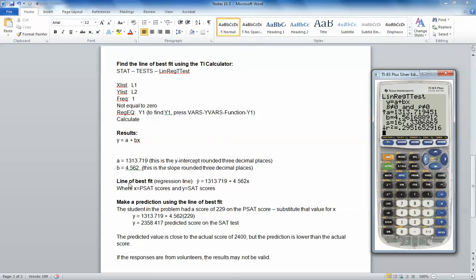So our line of best fit, or our regression line, is y hat is equal to 1313.719 plus 4.562x. So it's written backwards from how you usually write these in algebra. Okay, where x is equal to the PSAT score and y is equal to the SAT score.